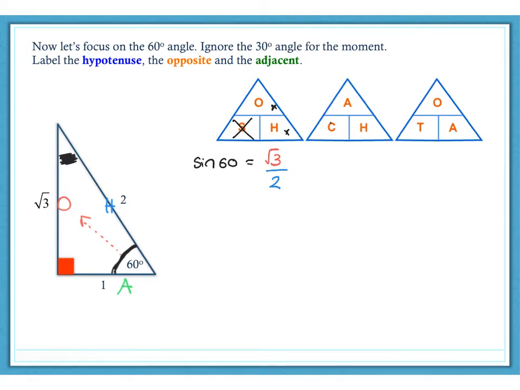Let's think about the cosine of the angle. We know that cos of the angle, cos of 60, is equal to the adjacent divided by the hypotenuse, so that is 1 over 2. So the cosine of 60 has an exact value of a half, or 0.5. Now let's try the tan of 60. We know that the tan of 60 is equal to the opposite divided by the adjacent, which is root 3 over 1, or simply just root 3.